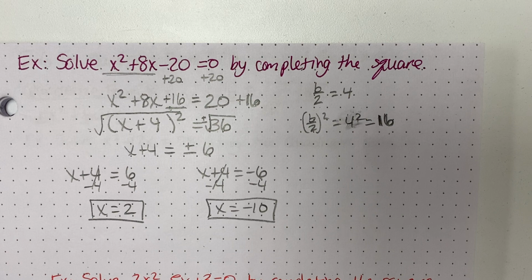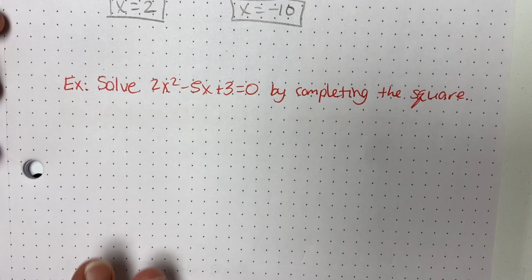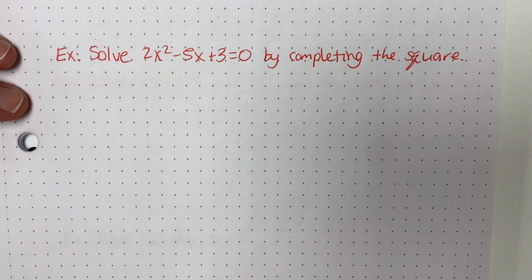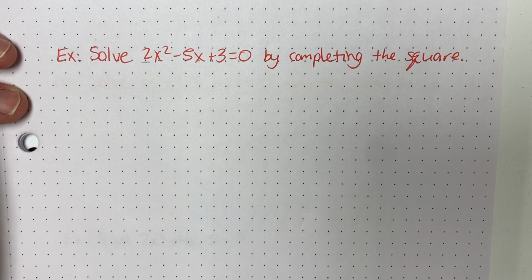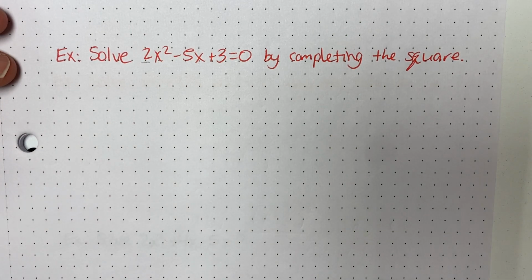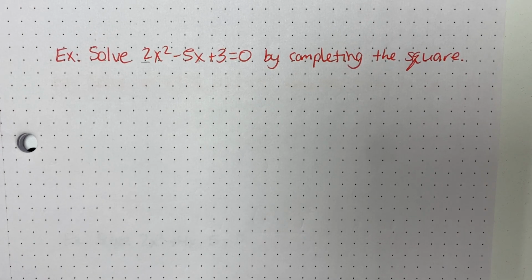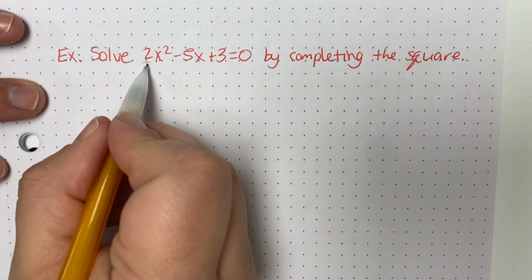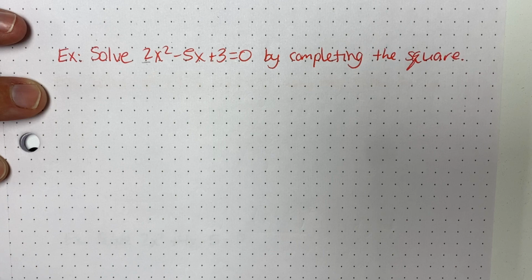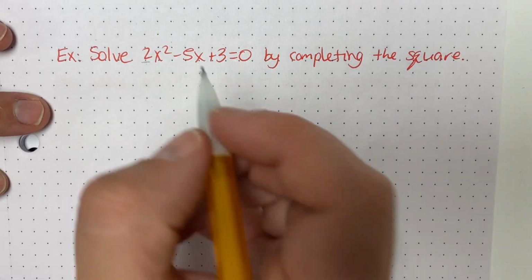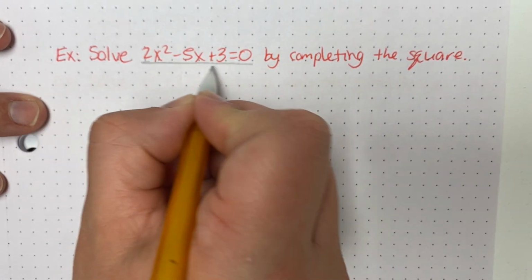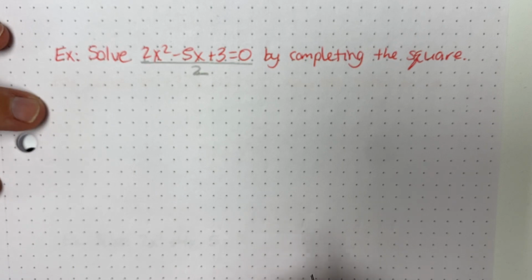Completing the square is really helpful when you do not have something that can factor easy. You have something pretty ugly. One of the things completing the square can be used for is when you have a coefficient in front. So when you have a coefficient in front, we're going to go about this all of the same way, except this 2 cannot be here. All right, so what we're going to do is we are going to divide everything by 2 to get rid of that 2.